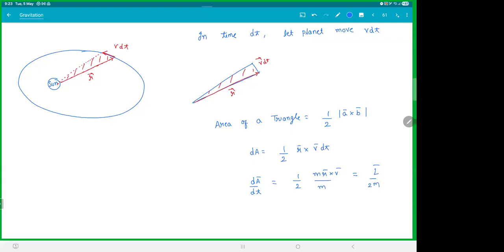And we know L bar is constant. And what is dA by dt? This dA by dt is called areal velocity. It is the amount of area covered by the vector in time t. This is L by 2m, which is a constant because L bar is constant. This is called areal velocity, area covered per second. And look at this thing. Even though this particle has different velocity, it is covering the same area in the same time.